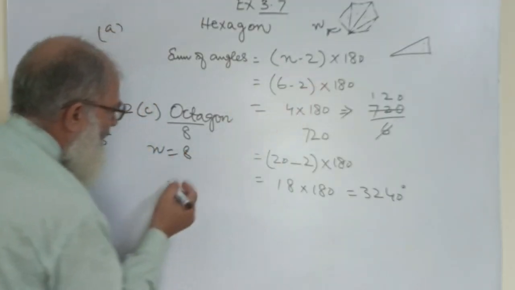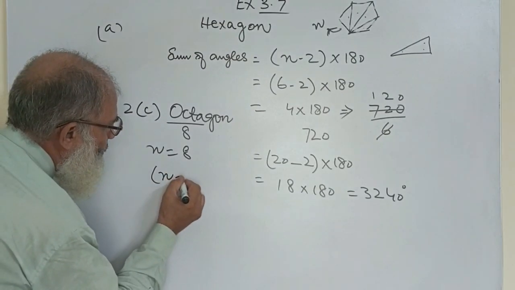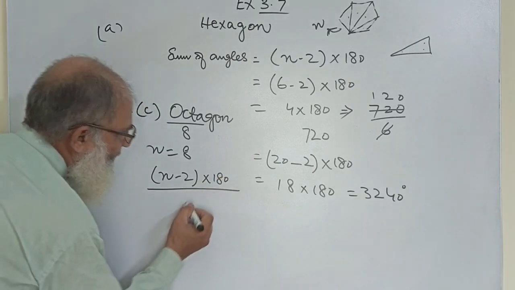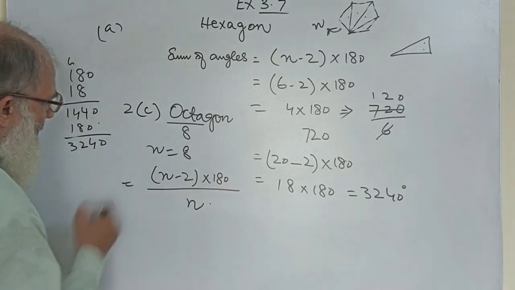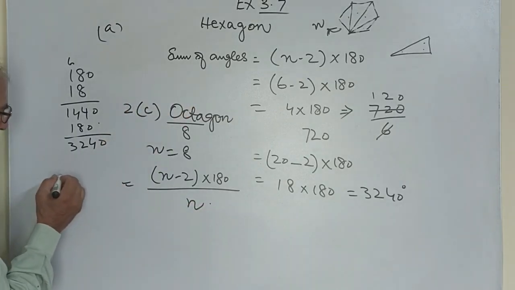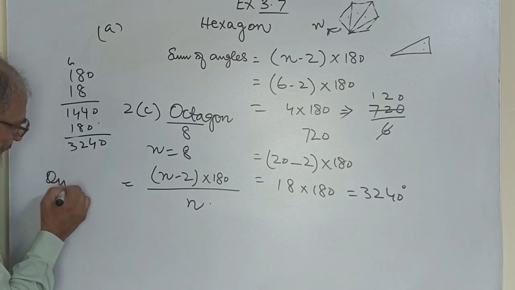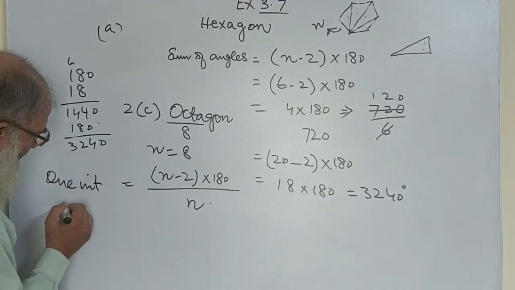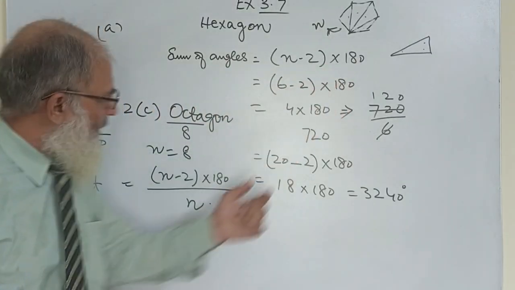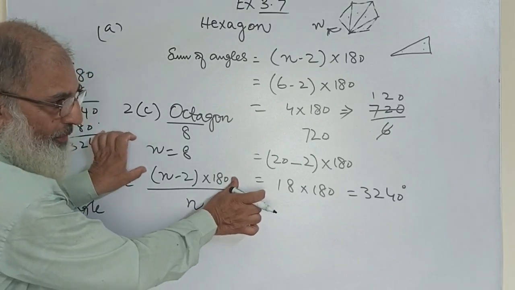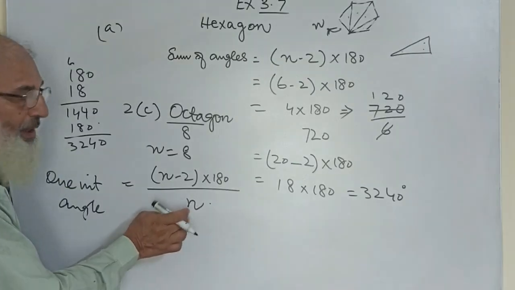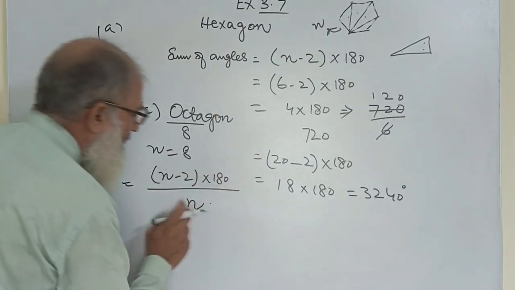Now when n is equal to 8, it means n minus 2 multiplied by 180, and it is again divided by n. Then we will find the one interior angle. One interior angle is equal to this. This is the sum of interior angles, so we have to find the sum of interior angles in our numerator. Then we have to divide the same with n.